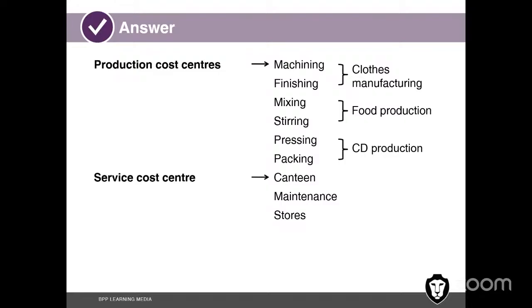So in clothing manufacturing, you might have cost centers like the machining department or the finishing department. For food, you might have the mixing department, you might have the stirring department. For CDs, you might have the pressing department, you might have the packing department. Those are the production cost centers.